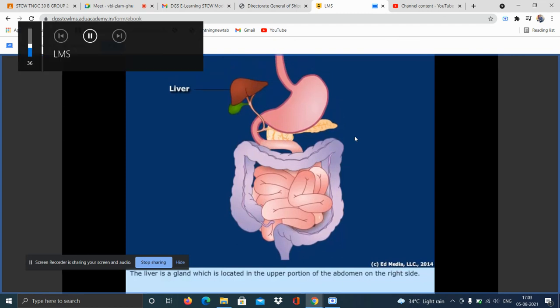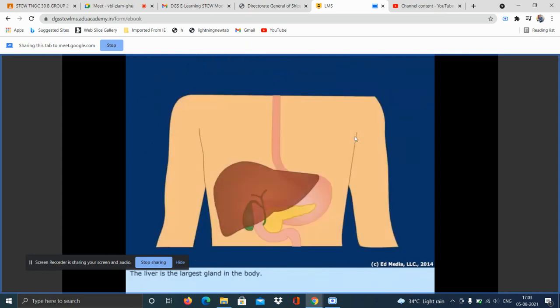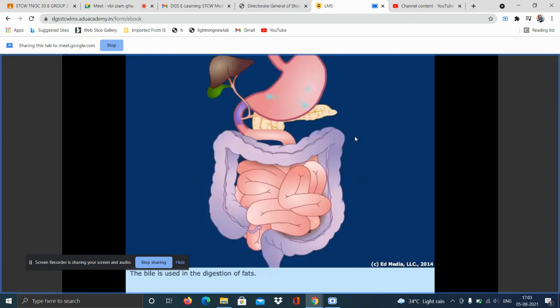The liver is a gland which is located in the upper portion of the abdomen on the right side. It is reddish-brown in color. The liver is the largest gland in the body. Bile is secreted by the liver. The gallbladder is a sac-like structure which stores the secreted bile. The bile is used in the digestion of fats.